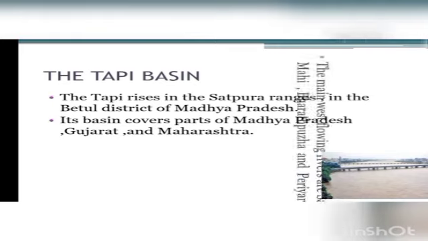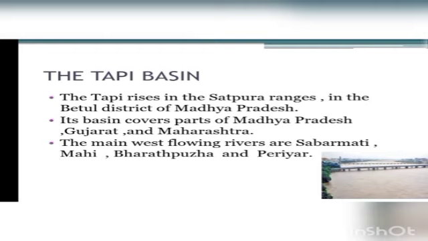The main west flowing rivers are Sabarmati, Mahi, Bharatpuzha, and Periyar. The Tapi flows in a rift valley parallel to the Narmada, but it is much shorter in length. Its length is about 724 kilometers.